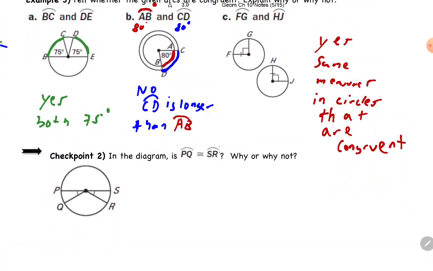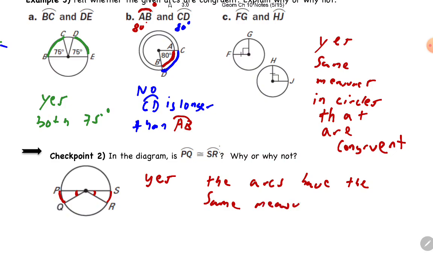Checkpoint 2. In the diagram, PQ is congruent to SR. So we're looking at two arcs again, PQ and SR. Are these congruent? Yes. Because this little marking here tells us that angle is the same as that angle. So the arcs have the same measure, and they are in the same circle.